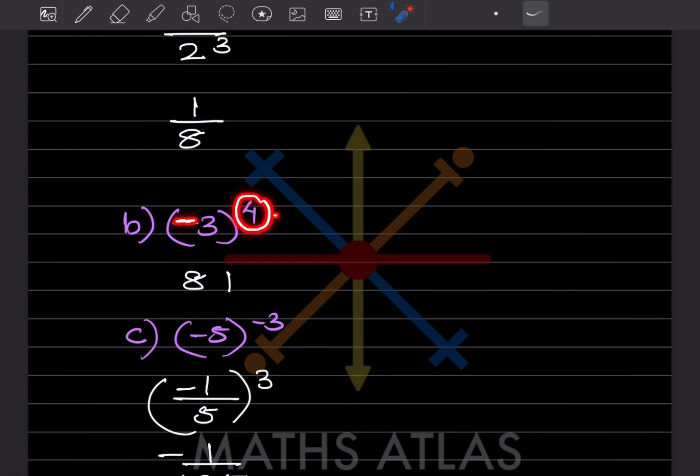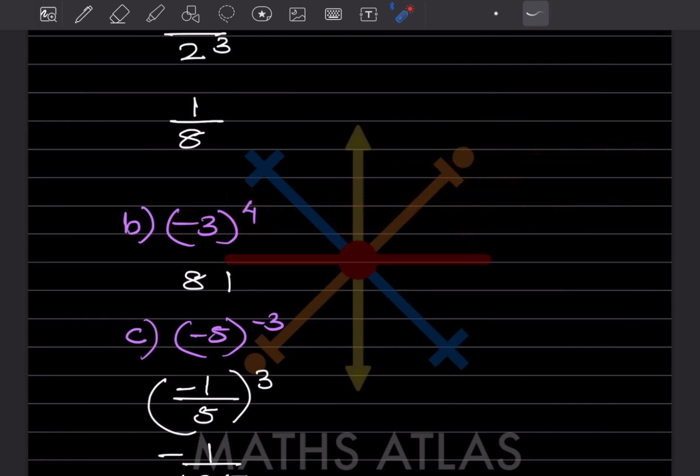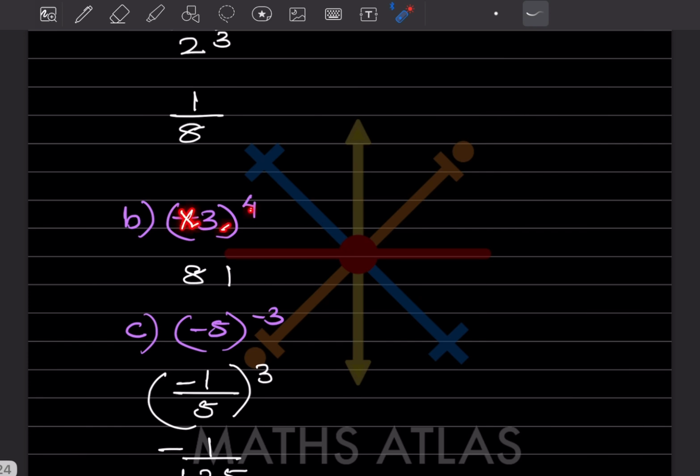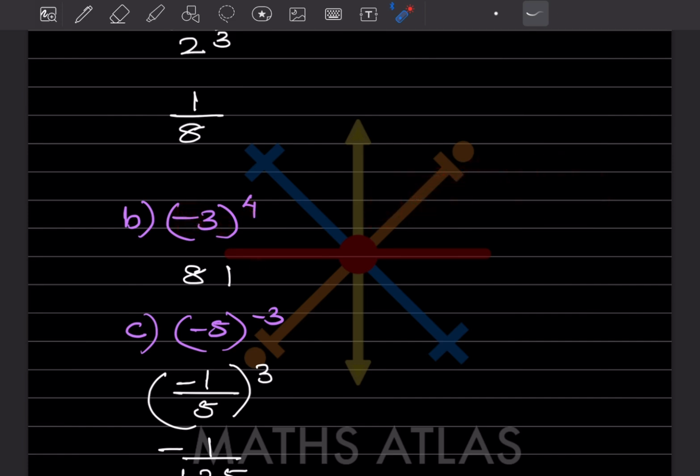Now again here, as I said earlier, this is negative and this is an even number. So that negative, if I'm writing it like this, is 1, 2, 3, 4 times the negative sign. Whenever there is an even number, this becomes positive. So we have to just neglect the sign over here and just make it 3 raised to 4, which means you have to multiply 3 four times. 3 is a 9, 9 times 3 is 27, and 27 times 3 is 81.